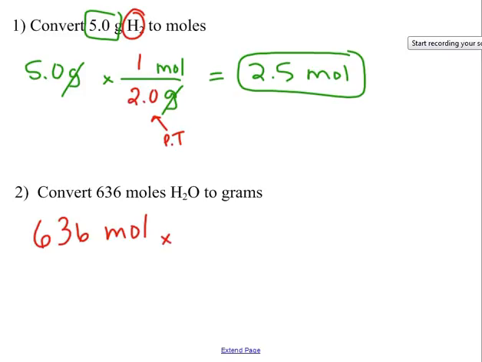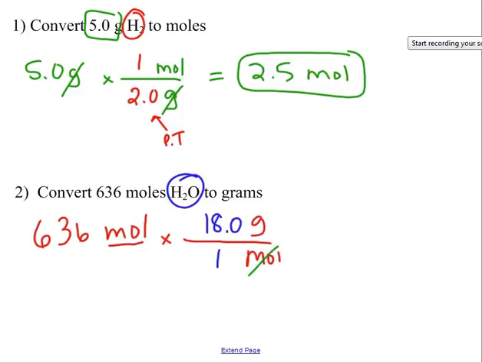Going back to the problem, 636 moles, we're going to have a single conversion fraction. We're going to put the unit of moles in the denominator so it'll cancel with the moles that we were given, and we're going to put grams up in the numerator. Now the numbers that fill in here, you're always going to put 1 next to the mole because it's always 1 mole is equal to some mass. And so this is the molar mass from the periodic table. If you add up the molar mass of hydrogen and oxygen, it works out to 18.0 grams.